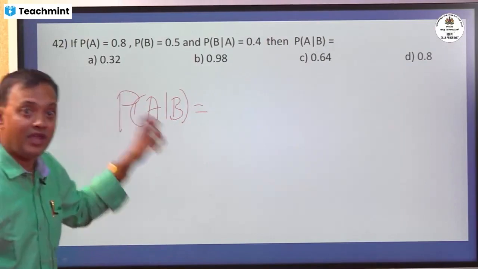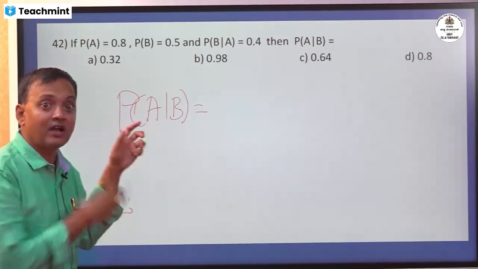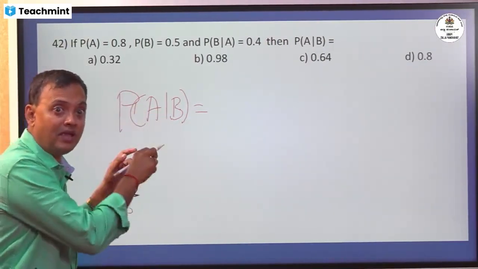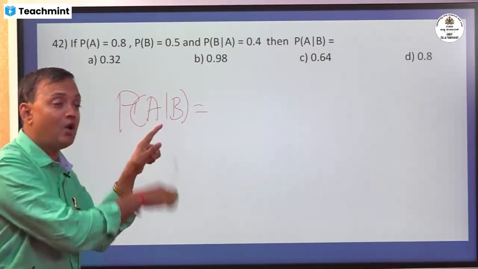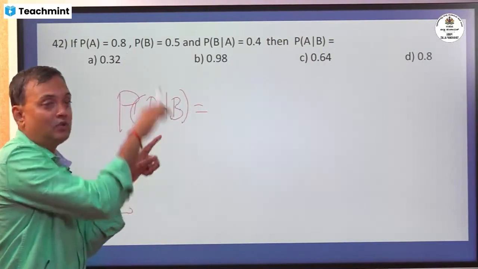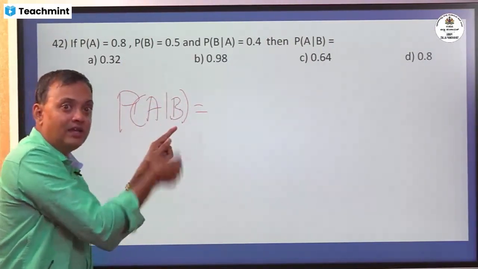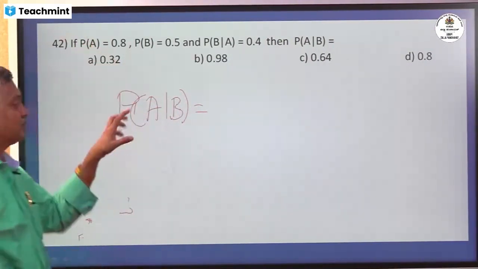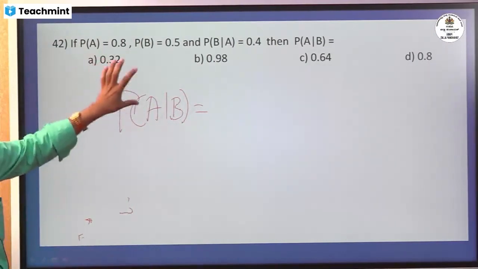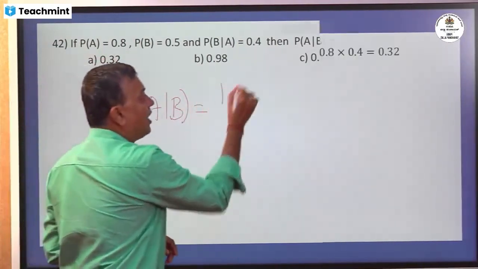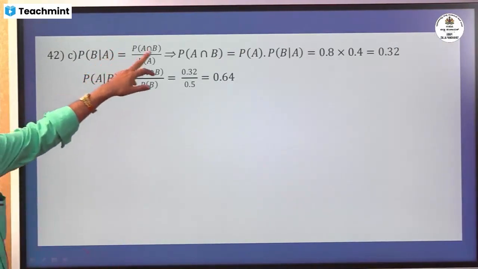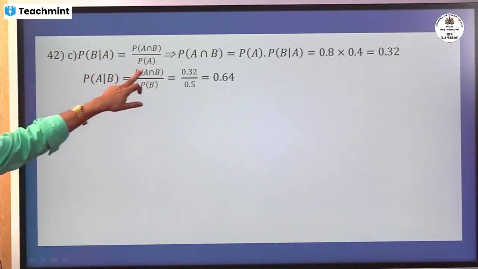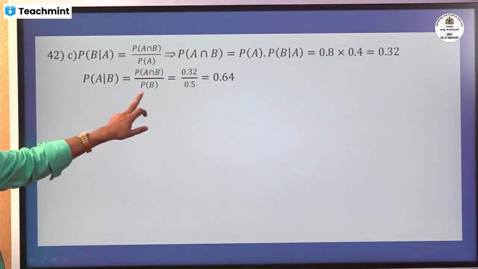Probability of A given that B means conditional probability, or probability of A when B has already occurred. So event B has already occurred, and the outcomes in it that favour A give the probability of A given that B. The formula: probability of A given B is probability of A intersection B by probability of B.